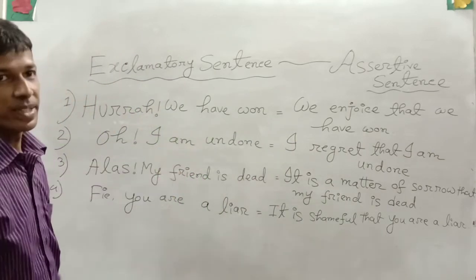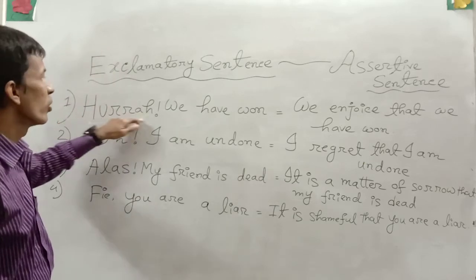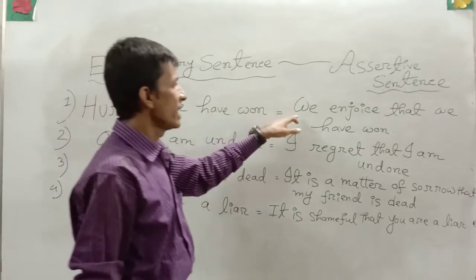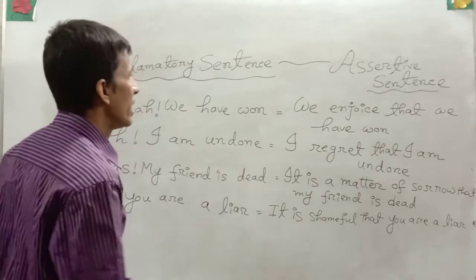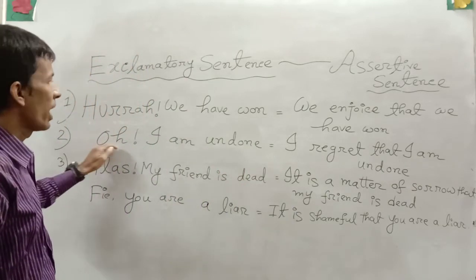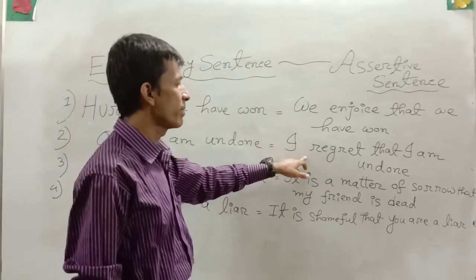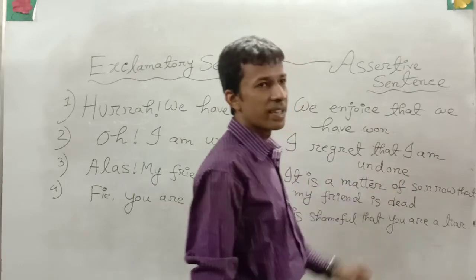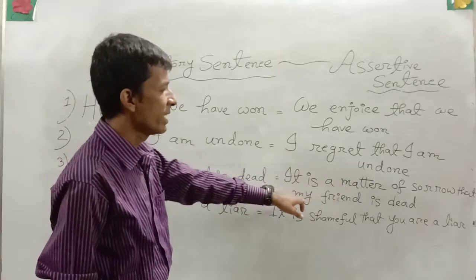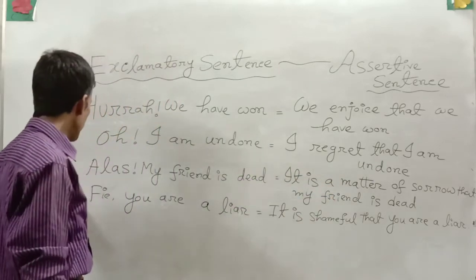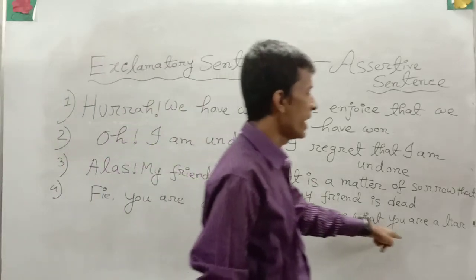Look at these examples. First of all, an exclamatory sentence is started by writing hurrah. As a result, I have written we enjoy that. This type of sentence is started with enjoy that. In the next example, oh, I am undone, this exclamatory sentence is transferred into an assertive sentence by writing I regret that I am undone. In the third example, alas, my friend is dead. It's a matter of sorrow that my friend is dead. And at last in the fourth example, fine, you are a liar. For this reason I have written it is shameful that you are a liar.